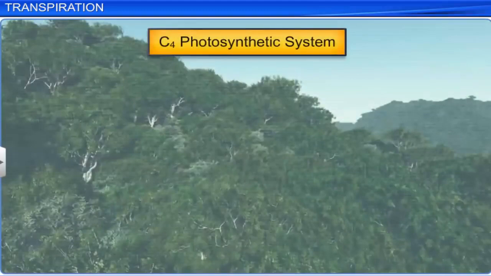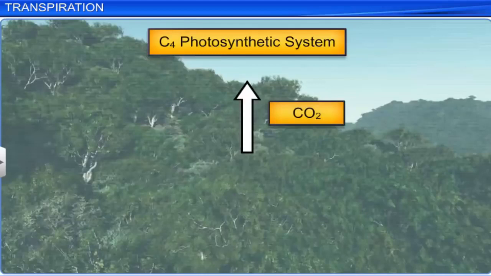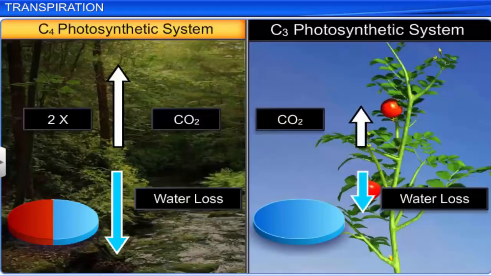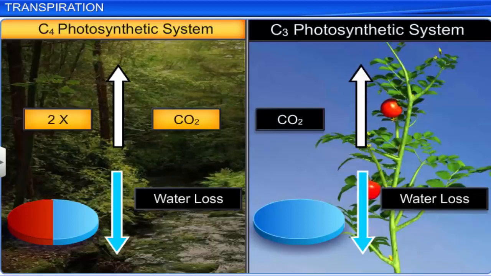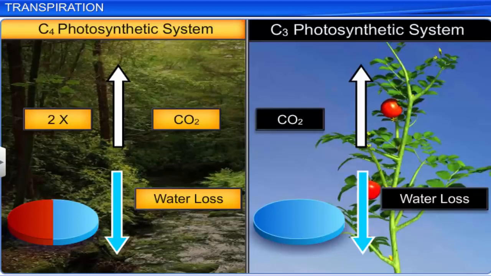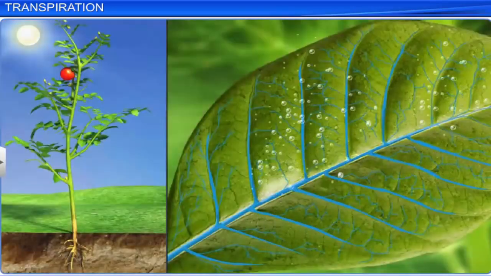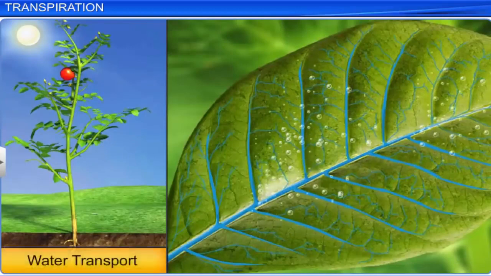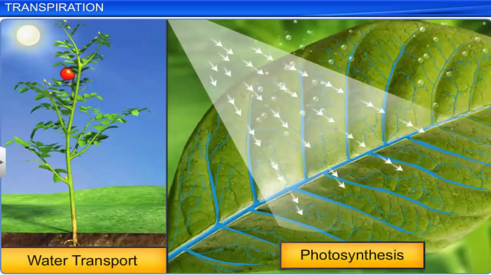The plant C4 photosynthetic system solves this by increasing the availability of carbon dioxide and decreasing water loss. This system is more efficient than the C3 system, since it not only fixes carbon twice as a C3 system, but also loses half the amount of water lost by the C3 system while fixing the same amount of carbon dioxide. Therefore, transpiration plays an important role in both water transport and photosynthesis in plants.